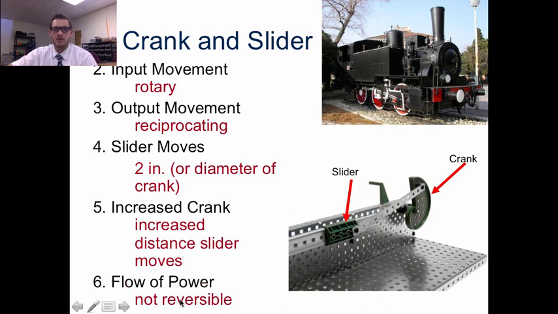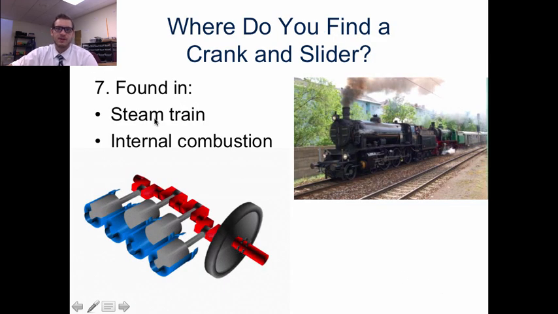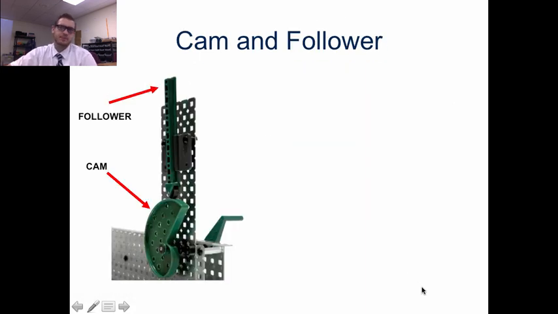And the flow of power is not reversible. If you grab this slide and push it forward, it may move the crank just a little bit, but then it's going to stop. So it's not reversible. Where do we find them? Steam engines, pistons, inside of cars. We see them in a lot of places, a lot of machines that we use.